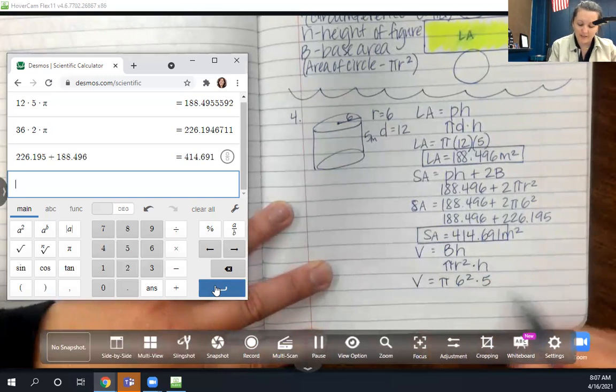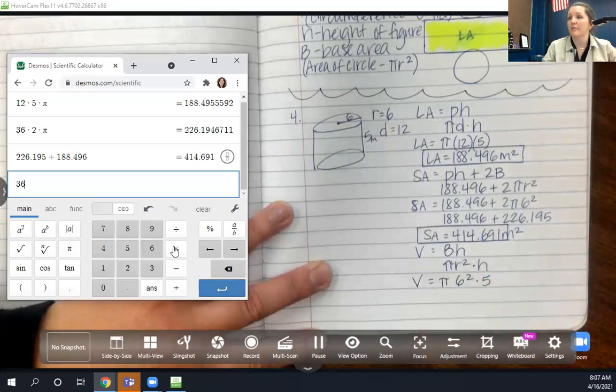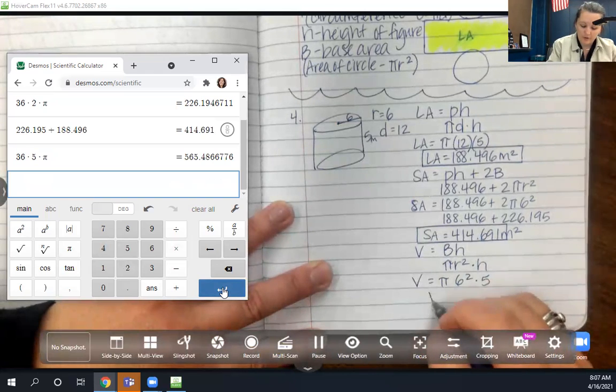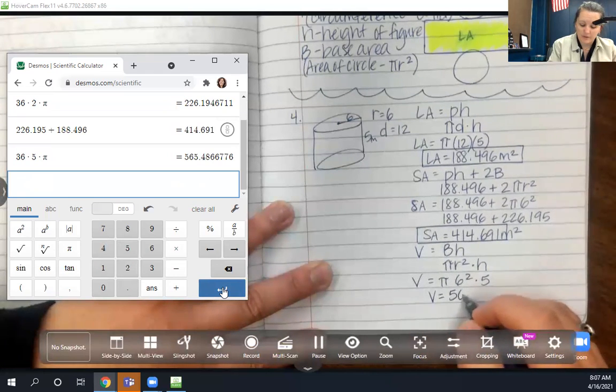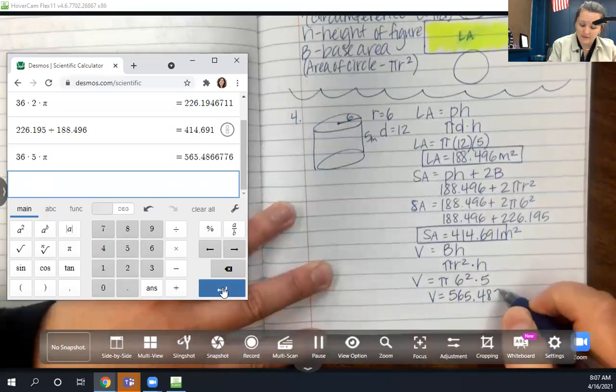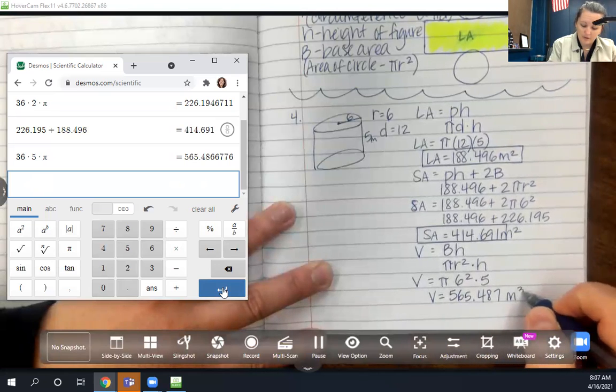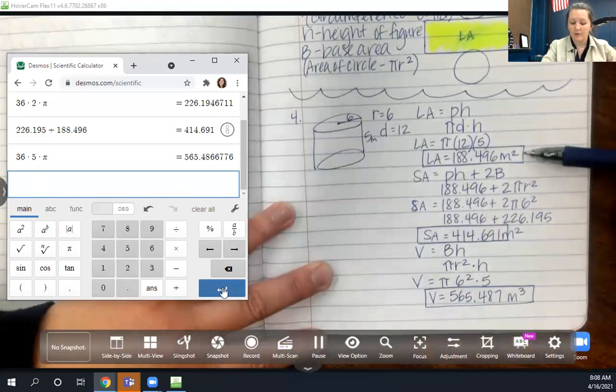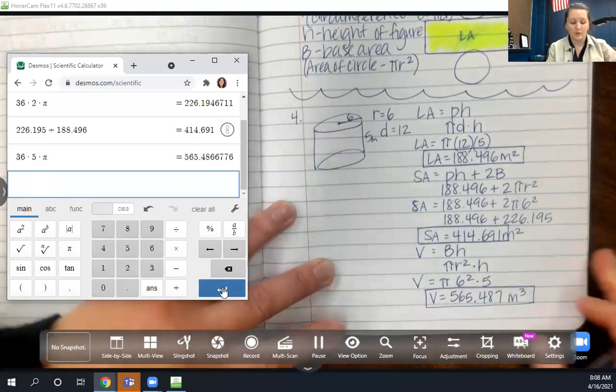So I have 36 times 5. Don't forget to square your number first, times pi. So our volume is 565.487 meters cubed. Notice the difference. When we're finding area, it's squared. When we're finding volume, it's cubed.